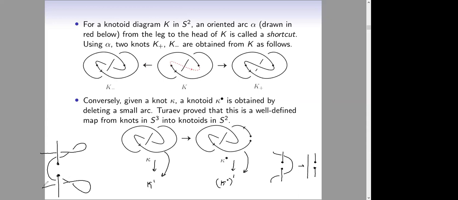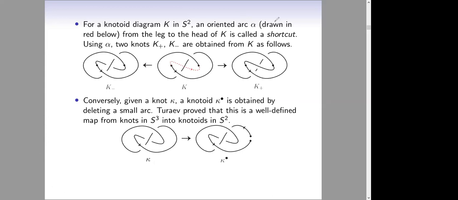Like so, and you can do the Reidemaster 1s and Reidemaster 2s, and you get to this diagram. Okay, so this all shows that this map is well defined. I just want to sketch how you can see that.